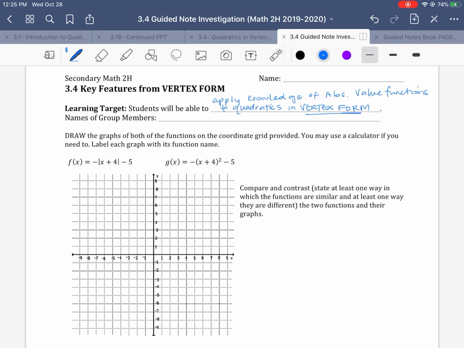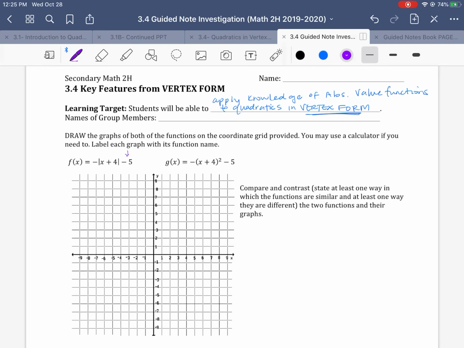So the reason we're going to start with vertex form is because vertex form actually looks like the absolute value function. So if you come down here, you'll notice the first thing it asks you to do is draw the graphs of both of the functions. So you can use a calculator if you need to, but this is an absolute value function, so we should be pretty good with that, right?